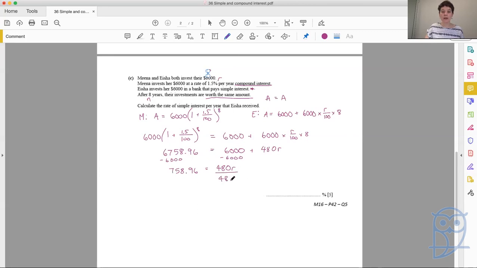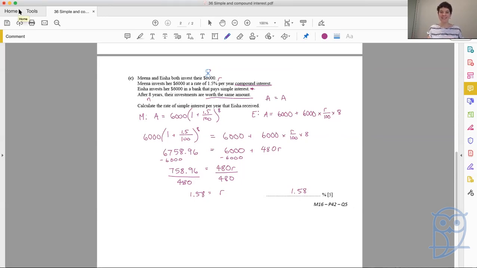Dividing by that 480, then R is going to equal 1.58. So Aisha is getting a rate of 1.58% simple interest at her bank. So you can see in order to get the same amount at the end of the day, we have to have a higher rate for the simple interest than the compound interest.